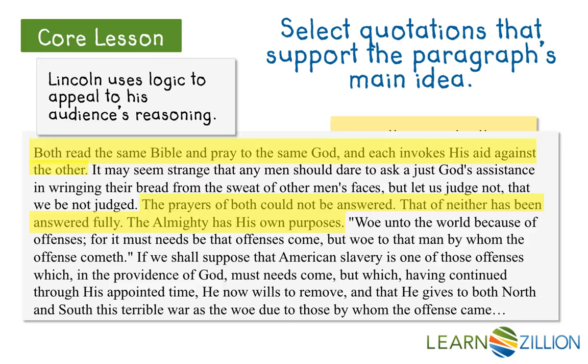And finally, we should look at the claim he is making, which answers the question, what might the purpose of the Almighty be? Lincoln says, "He gives to both North and South this terrible war as the woe due to those by whom the offense of slavery came." So that's the last quotation that I'll select from this part of the text.